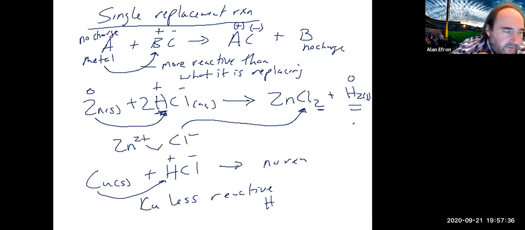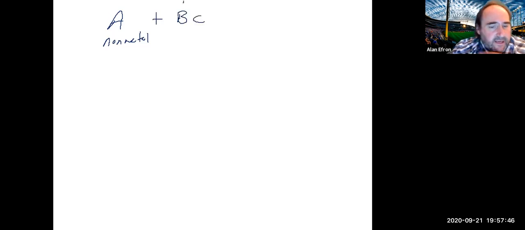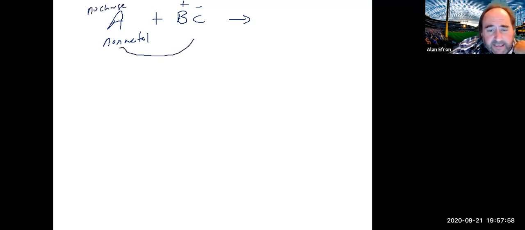You could also do a single replacement reaction where the guy coming in is actually a non-metal, plus BC, again positive, negative. In this case, the non-metal has no charge to begin with. But when a non-metal gets a charge, it is going to be negative. So it will come in and kick out the negative guy, and we will get a new ionic compound that will form. That's when the A will actually get a negative charge, and C will come out by itself.